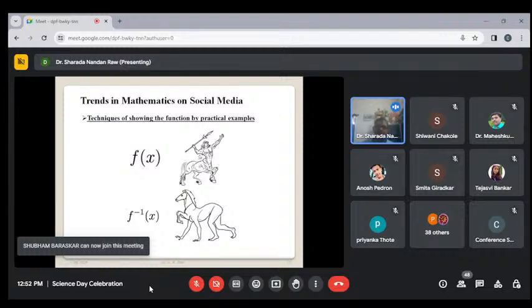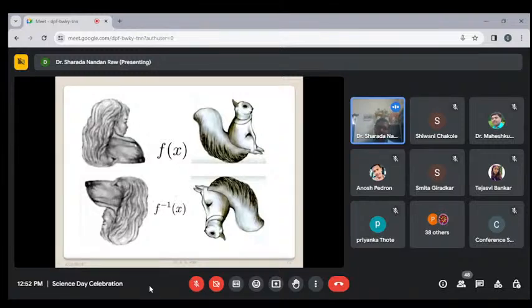Suppose this one is represented as f of x and this is f inverse. Similarly, if f of x is a sketch of a woman, then f inverse of x becomes just like a dot. How can the transformation be like that? And if f of x represents a squirrel, then f inverse x can be represented with the help of this figure, this becomes a horse.